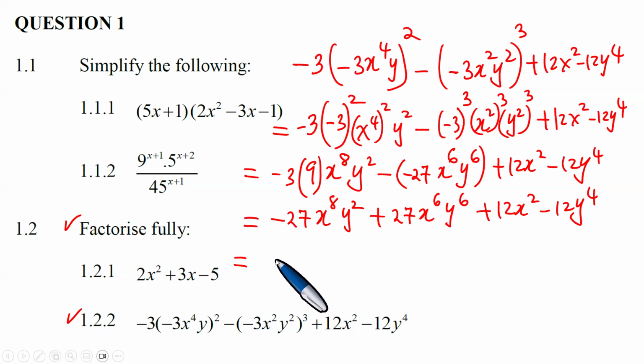So, because obviously we are aware that there is a negative in front here, we're going to pull out negative 3, like this. And then after I pull out negative 3, you're going to be left with what? If you divide minus 27 by negative 3, what do you get? You get a 9. Right. And then when you have 9, we have 9x to the 8th power y squared.